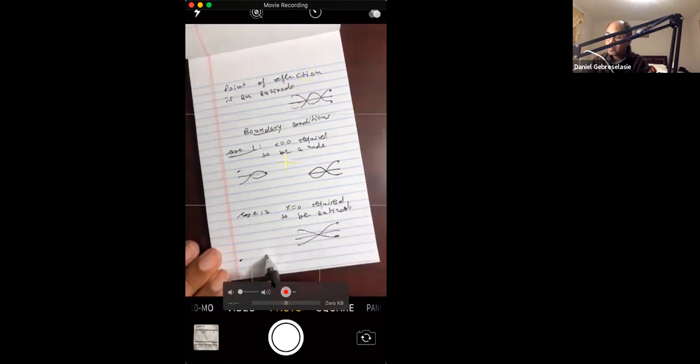Now we can go through the whole process, but the formulas are exactly the same. The formula for both ends being nodes is the same as for the case where both ends are antinodes.